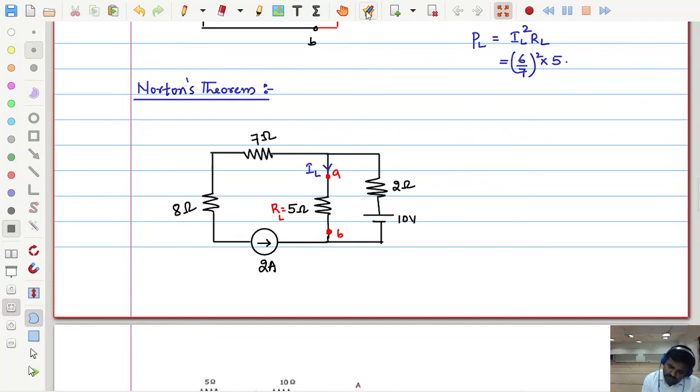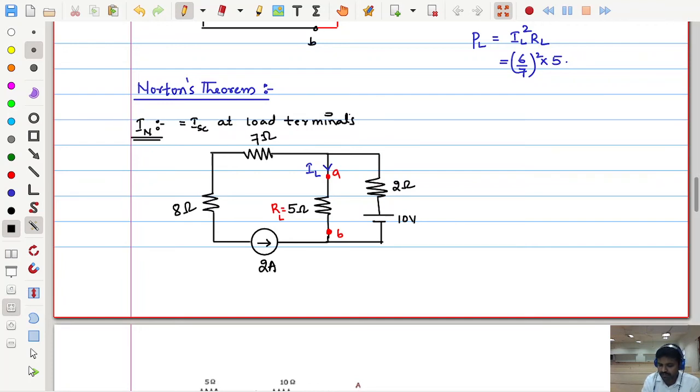In Norton's theorem, the major portion is finding the Norton's current. How will we find it? What is Norton's current? Norton's current is equal to the short circuit current at load terminals. We should recap these definitions till you get aware of these statements like Norton's current, Thevenin's voltage. Clear? At A comma B.